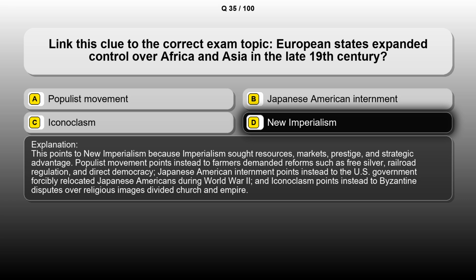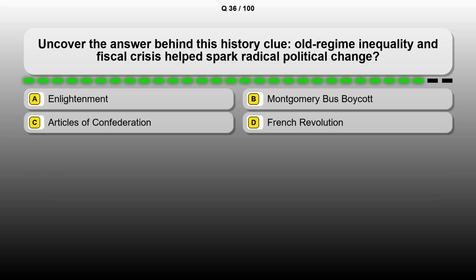Question 36. Uncover the answer behind this history clue. Old-regime inequality and fiscal crisis helped spark radical political change? Option A, Enlightenment. Option B, Montgomery bus boycott. Option C, Articles of Confederation. Option D, French Revolution.